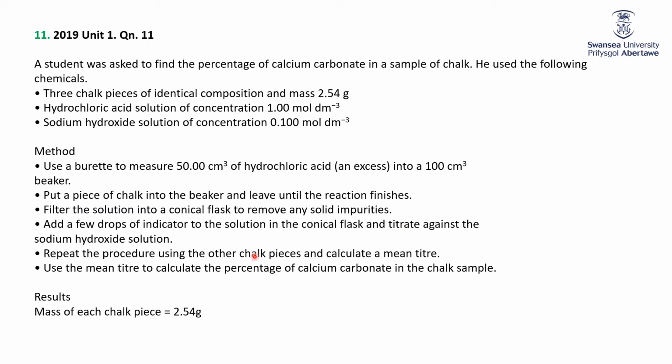So you filter it, add a few drops of indicator to the solution and titrate against the sodium hydroxide solution. So in other words, what we're titrating here with the sodium hydroxide is the hydrochloric acid that is left over. Anyway, repeat the procedure, calculate mean titer, use the mean titer to calculate percent of calcium carbonate in the chalk sample. Okay, so remember what we're doing here. We're taking hydrochloric acid to react with all the calcium carbonate and then see how much of that hydrochloric acid is left afterwards.